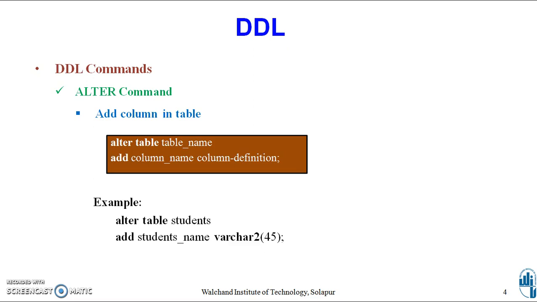To add a column in a table, the alter table syntax is alter table, table name, add, column name, column definition. Consider an example that shows how to add a column student name in the table student using alter table statement. So the command is alter table student, add student name varchar2(45). This alter table command will add a column called student name to student table.